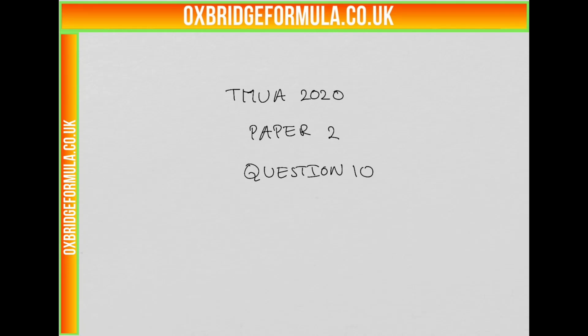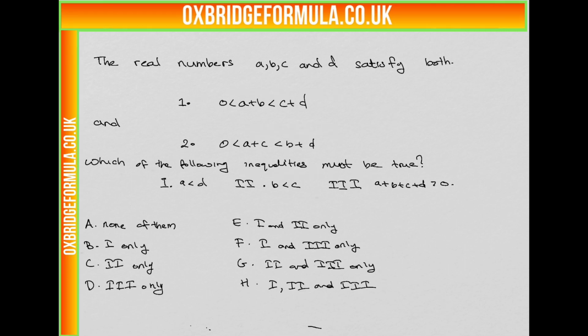This is a solution video to question 10 of paper 2 from the TMUA 2020 exam. In this question, we're given real numbers a, b, c, and d, and we're told they satisfy two conditions. The first one is that a plus b is bigger than 0 and c plus d is bigger than a plus b. And the second one is that a plus c is bigger than 0 and b plus d is bigger than a plus c. And then we're told which of the following inequalities must hold given these two hold.